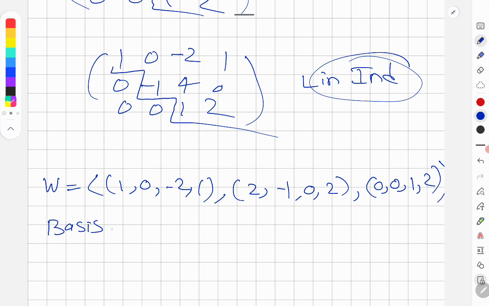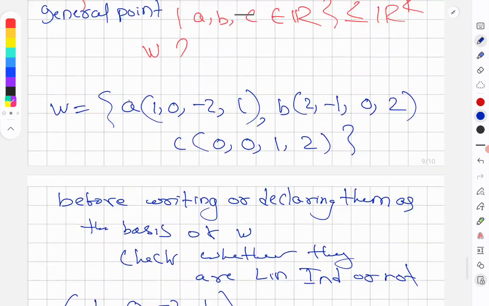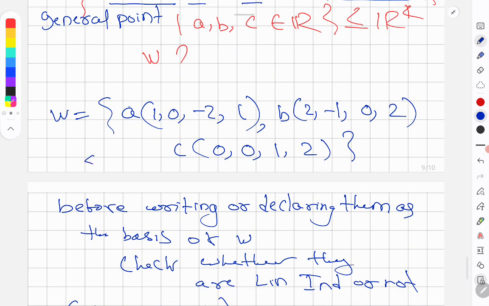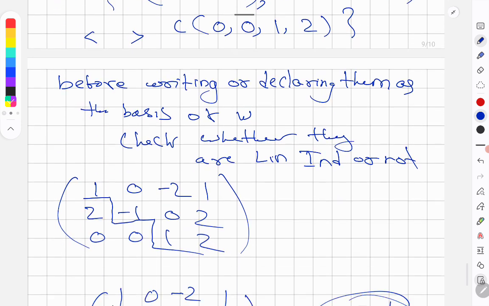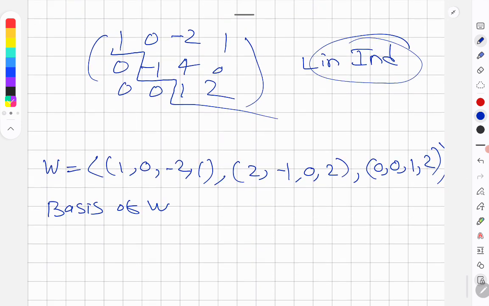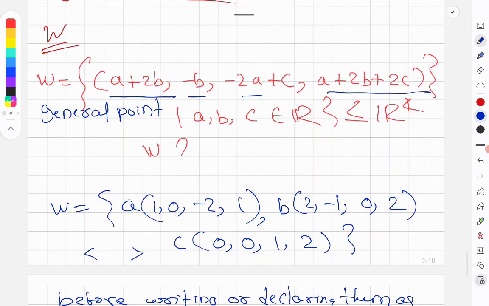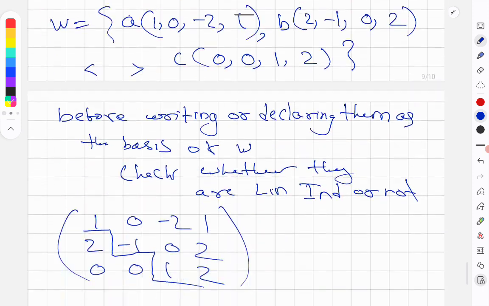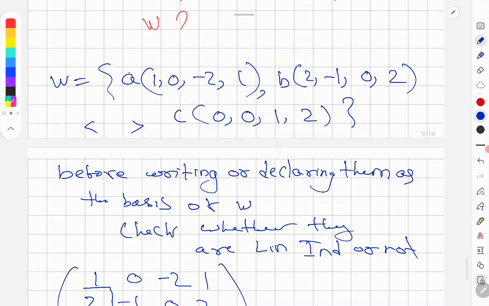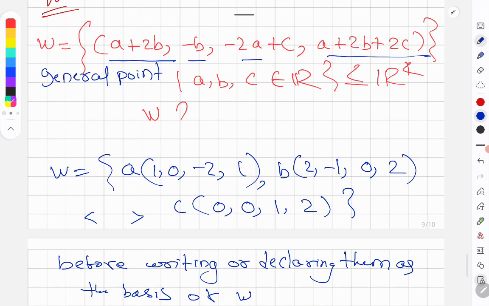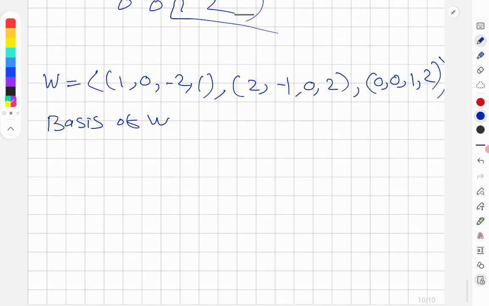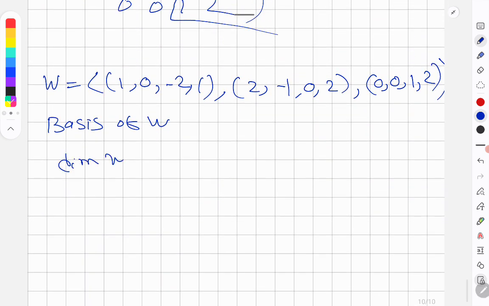So we just checked the linear independence here. I wrote it here, but before writing this, I have to check whether they are linearly independent or not. If this term had become 0, I would not have written this one. Now I can say my dimension of W is 3.